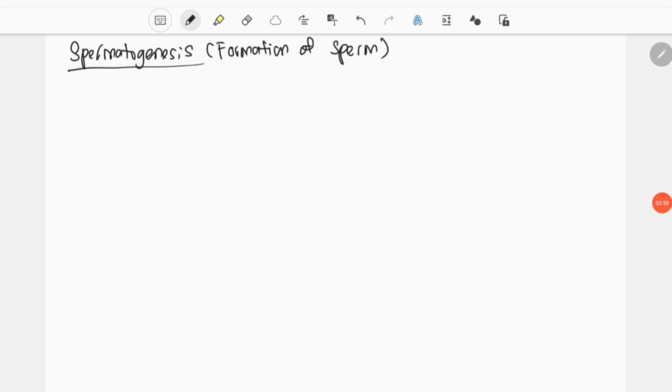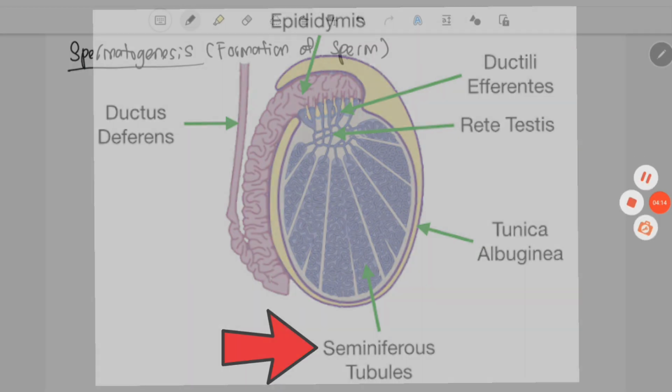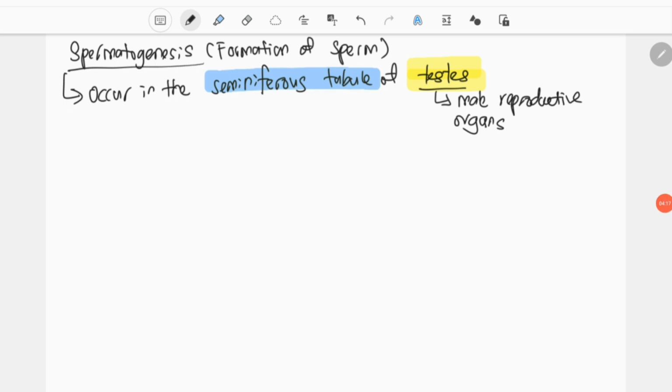Seterusnya kita akan tengok the process of spermatogenesis, which is the process to form sperm cell. So firstly, spermatogenesis will occur inside the seminiferous tubule, which can be found inside the testis. So jangan simply cakap spermatogenesis occur inside the testis. So testis tu adalah the male reproductive organ. So cakap specifically kat mana dekat testis tu berlakunya spermatogenesis, which is inside a tubule known as seminiferous tubule. So dalam testis ada banyak seminiferous tubule. So dekat dalam tu lah kita akan jumpa proses spermatogenesis.